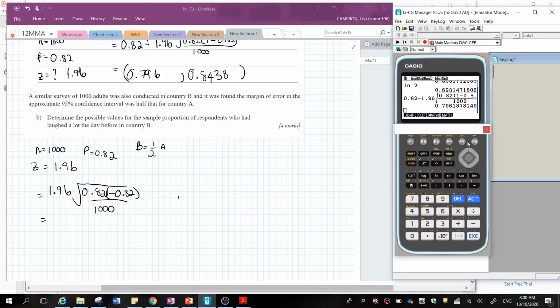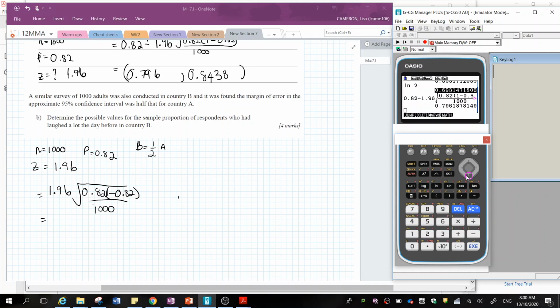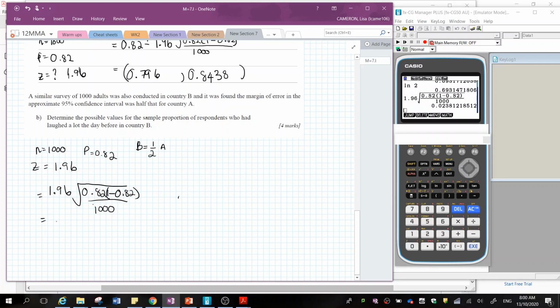And I'm just going to go back here. Now I'm just going to adjust my other formula by getting rid of that 0.82 at the front. So delete, delete, delete, delete. Execute. Okay, and we end up with 0.0238. Now, this is country A. Now, we know that country B is half of country A.